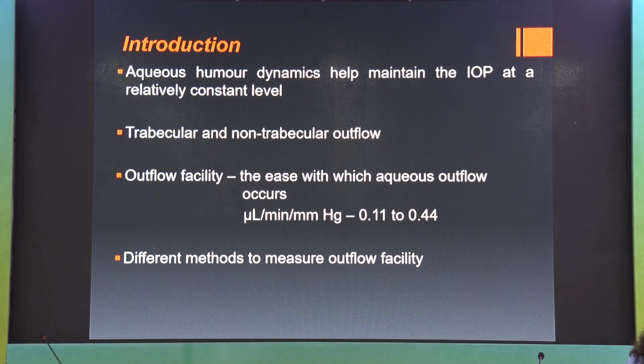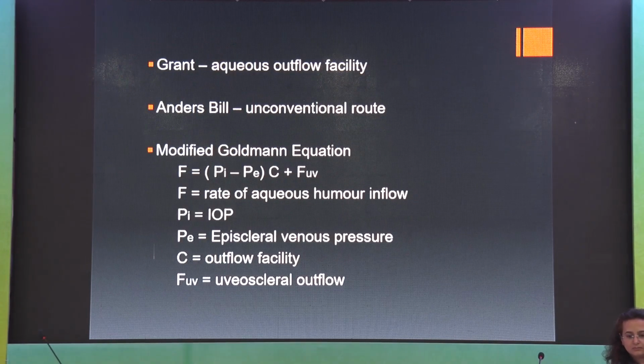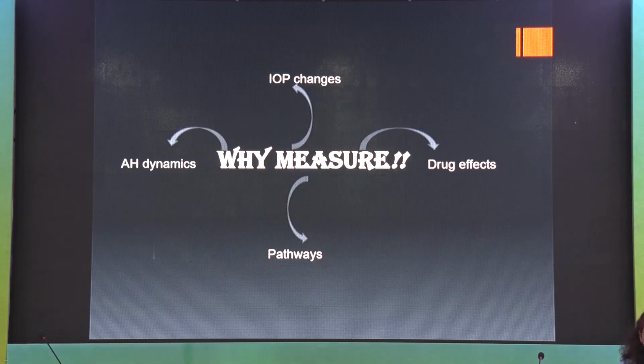For us, aqueous humor outflow facility has two main pathways, the trabecular or the conventional and the uveal or unconventional pathway. We owe a lot to Dr. Grant in his earlier studies in tonography in the 1950s, and Anders Bill, who brought out uveoscleral outflow in the 1960s with his studies on monkeys. To tie them all up together is the modified Goldmann equation, as it is put up on the screen, which connects all these parameters.